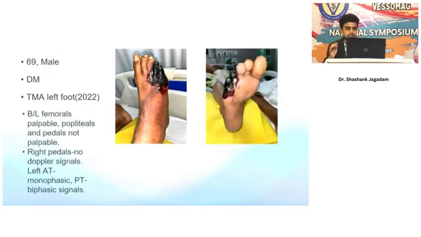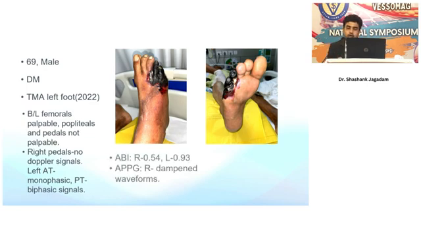On examination, bilateral femorals were palpable, popliteals and pedals were not palpable, no Doppler signals on the right, left PT biphasic signals and AT monophasic signals. ABI showed 0.54 on the right and 0.93 on the left. ABPUG showed dampened waveforms on the right.